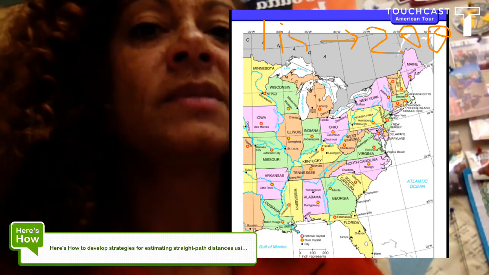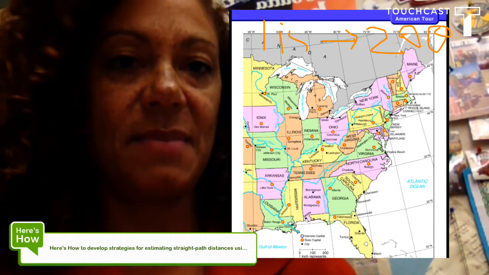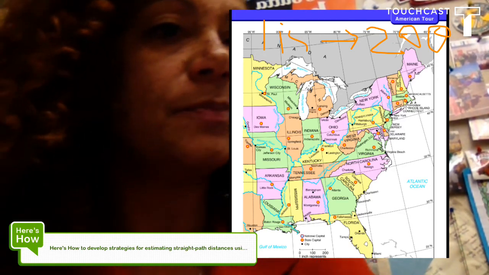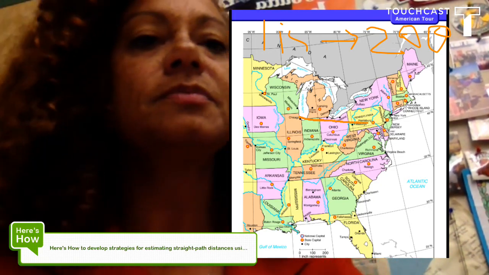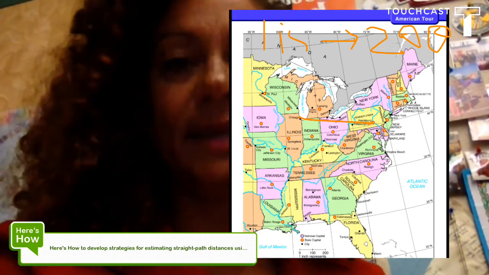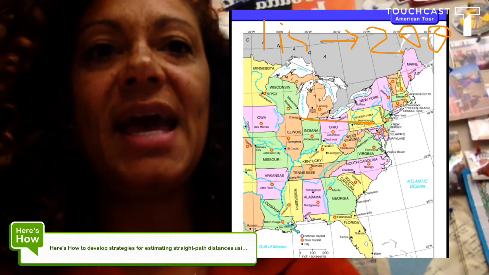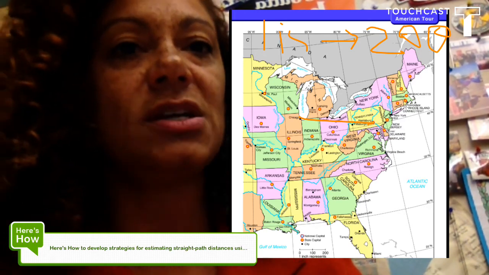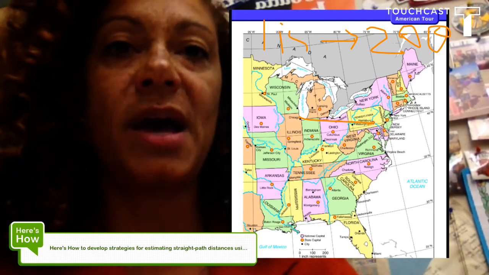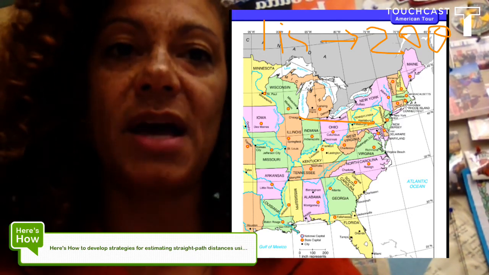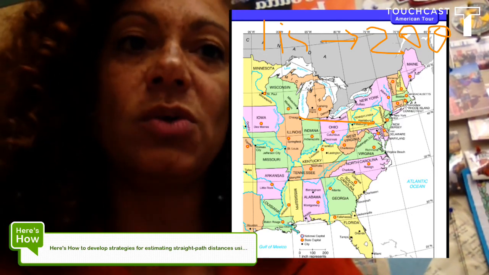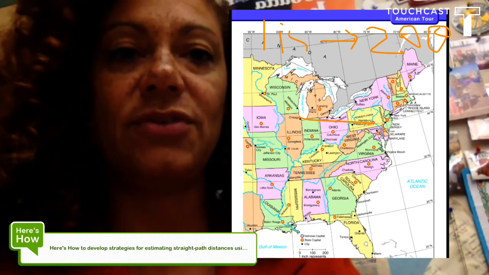For example, the straight distance on the map from Chicago to Pittsburgh is about 2 inches in your real SRB at school. And since 1 inch represents 200 miles, you just need to figure out 2 inches times 200 miles is 400, or 400 miles in real life.